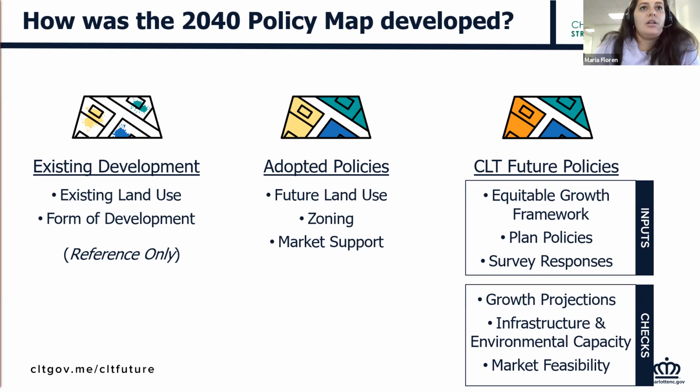And as mentioned, the draft policy map built upon the adopted policies map by revising the map to reflect the new direction of the comprehensive plan. The major inputs used to revise the second map and produce a draft map include the equitable growth framework and preservation policies. Then the draft recommendations were checked against several other data sources, such as growth projections, environmental and infrastructure capacity, and market realities. So with that, we'd like to walk through how the process played out in the east, middle, and outer community area.